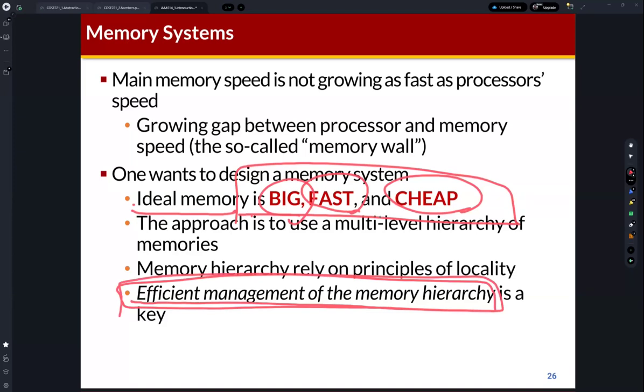We can use the memory hierarchy like the cache, and the cache is automatically managed by hardware. So it is not the area of architectural state. The architectural state means the state can be changed by instructions defined by the ISA, but the cache is not part of the architectural state. It is automatically managed by hardware. So efficient management of the memory hierarchy is key for the performance of the memory system.